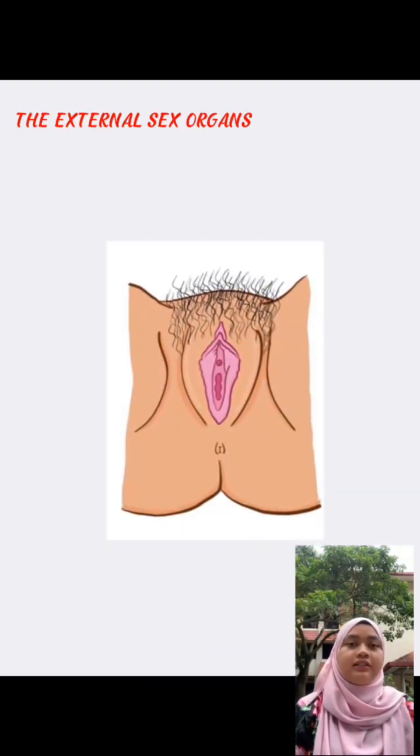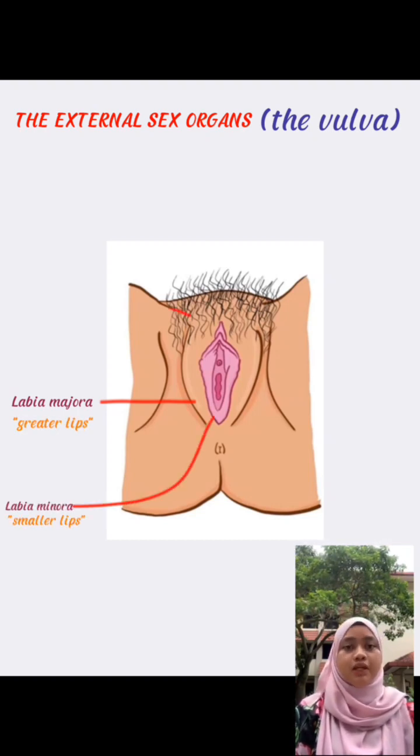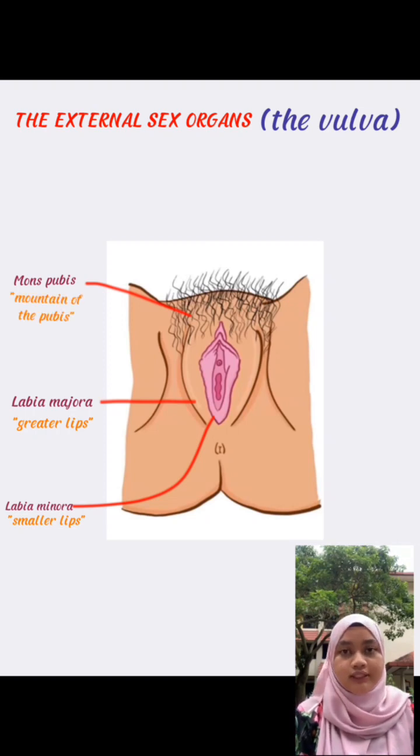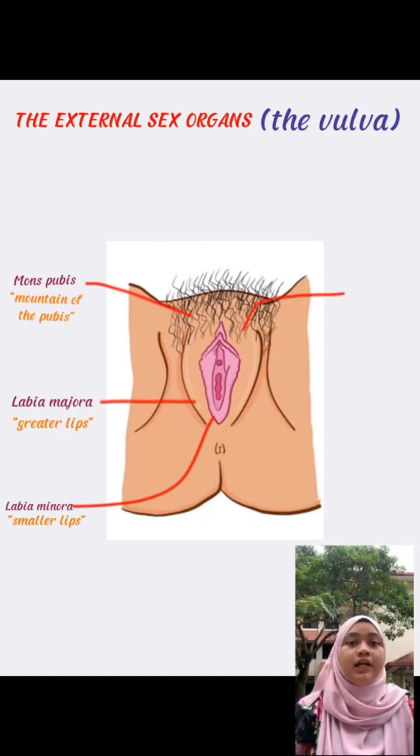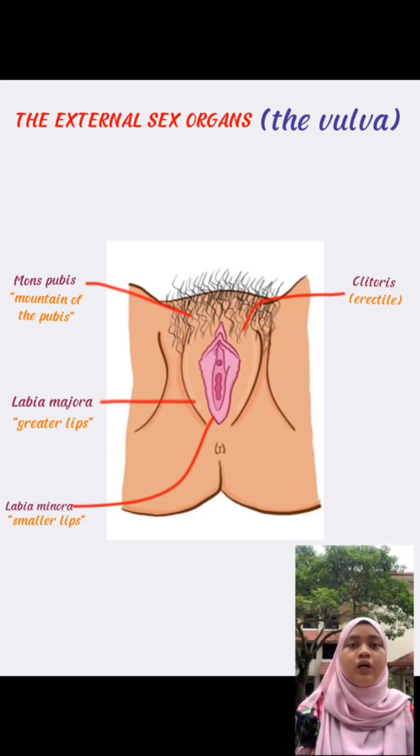The external sex organ is the vulva. The labia majora, called the two greater lips, and the labia minora, called the two smaller lips. The mons pubis, or the mountain of the pubis, and the clitoris, a small erectile organ that develops from the same embryonic tissue as the male penis. It is hooded by a skin fold called the clitoral hood.